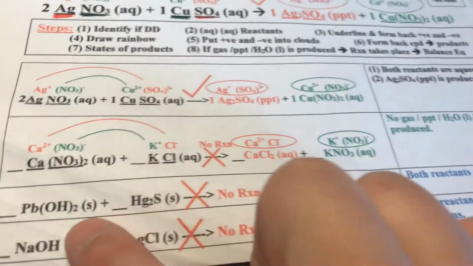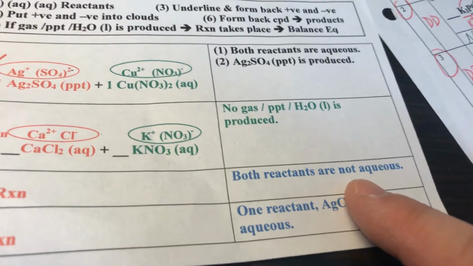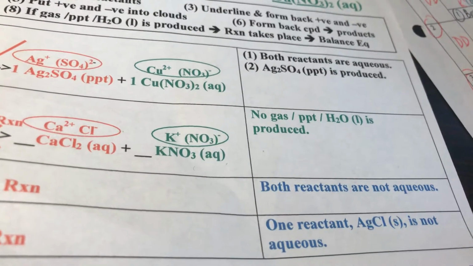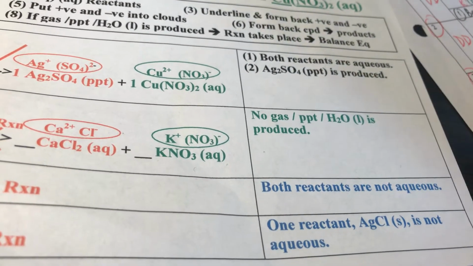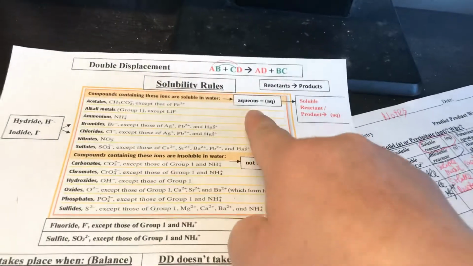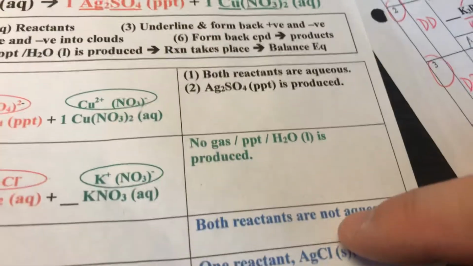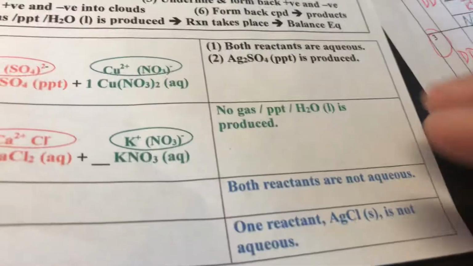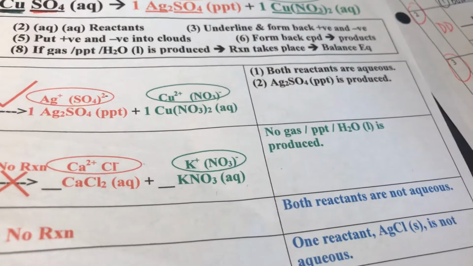Do you know why? Because I found out from the solubility rule that both the reactants are not aqueous. Remember, I say aqueous, meaning that they can be dissolved in water. They will be soluble in water. That means they will be decomposed into positive charge and negative charge. If they are not aqueous, that means they're not soluble in water. If they're not soluble, they will just sit there and would not decompose.